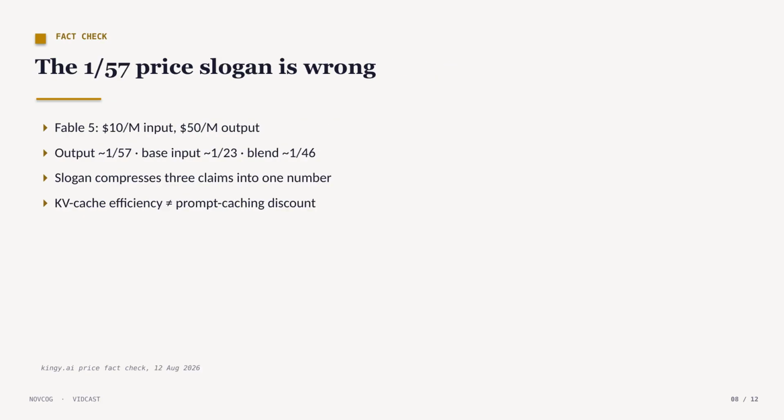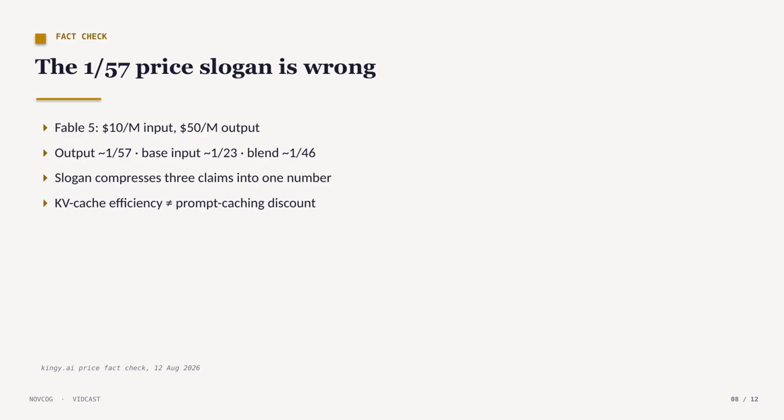Kingy.ai fact-checked the circulating line that V4 Pro costs 1/57th the price of Fable 5. Fable 5 is $10 per million input tokens and $50 per million output. V4 Pro 0813 is $0.435 in and $0.87 out. So output alone really is about 1/57. But base input is about 1/23rd, and a realistic blended workload lands near 1/46th. The slogan compresses three different claims into one number, and the fact check calls it misleading.